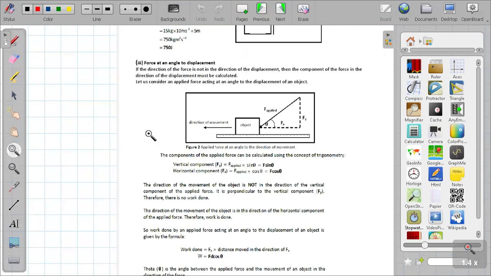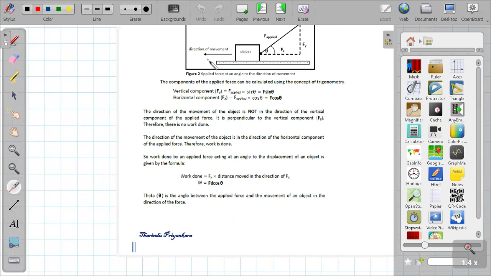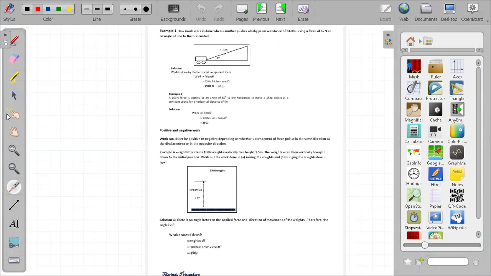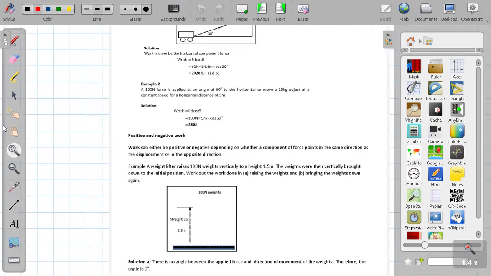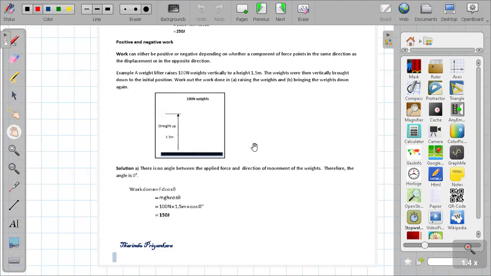So there are many more. Here you have to get the work done by taking the cos component and sine component. Here it is only the cos component in the horizontal direction. Then there is a real example, and the positive and negative work. Okay, it also comes with positive and negative.